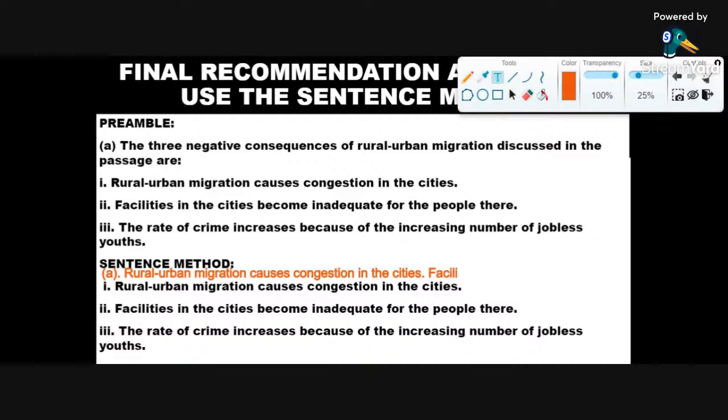Facilities in the cities become inadequate. And when you are through with that, then you can come with the rate of crime and so on. So if you decide to present your answers horizontally and without any numbering, you can do that. Just indicate that the answers you are presenting are in response to question A, summary question A.